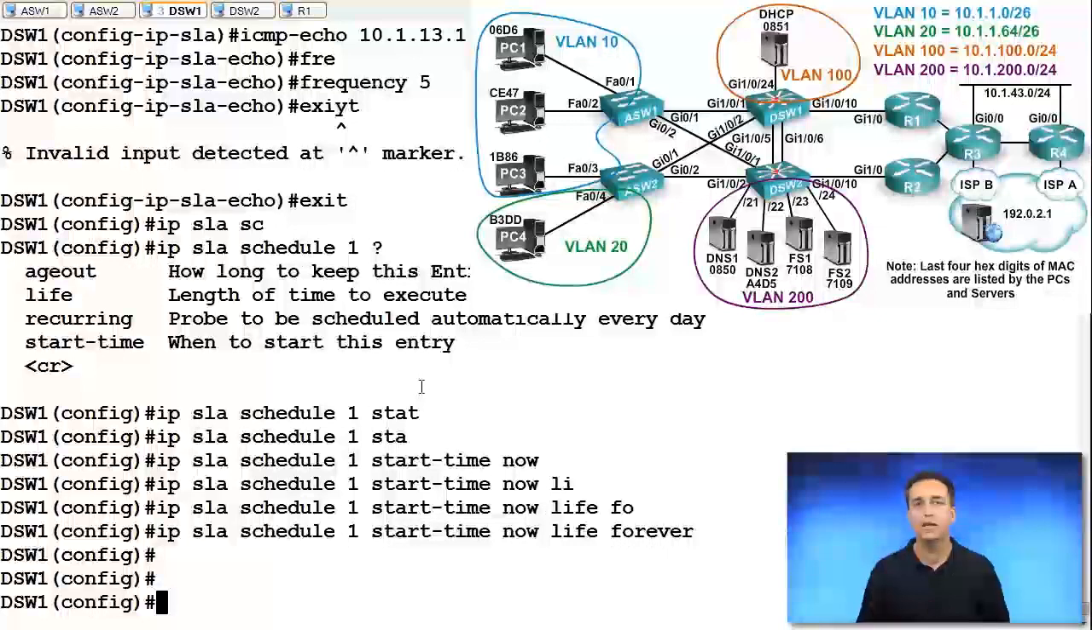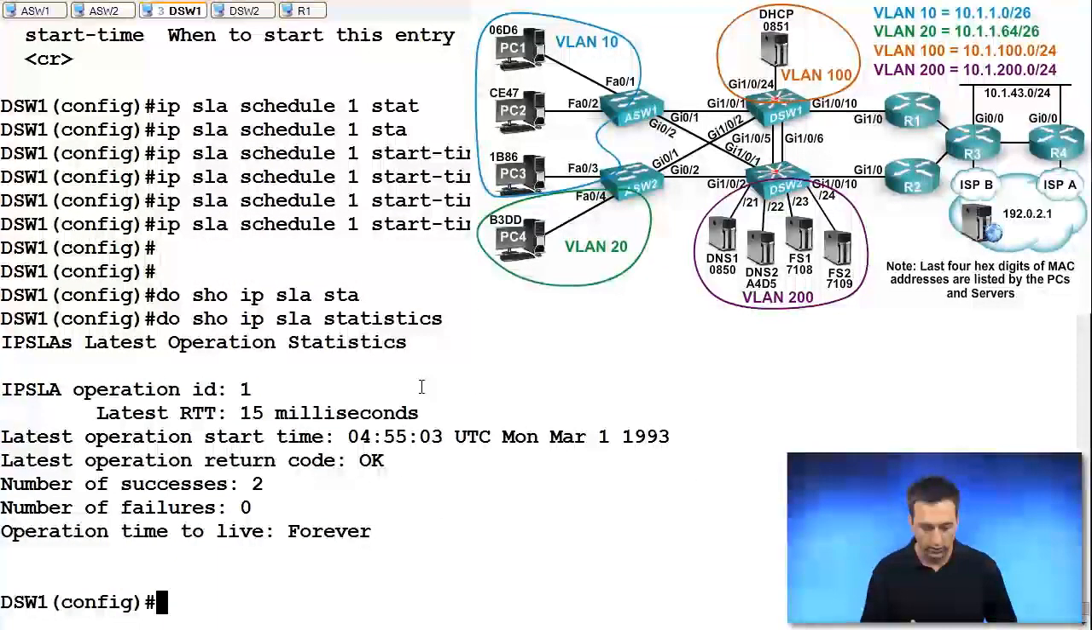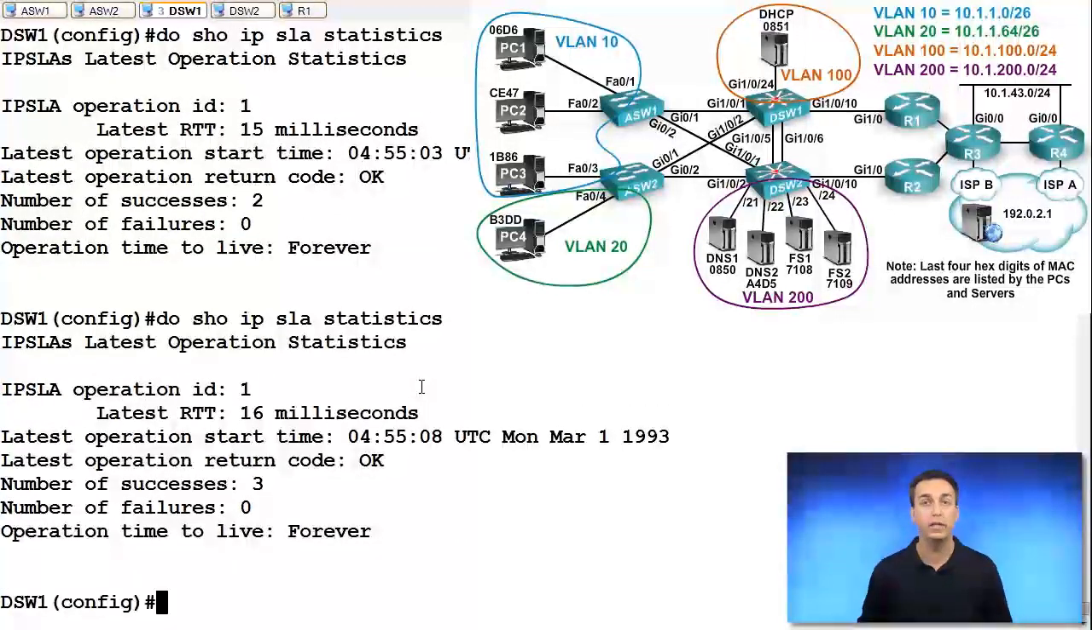So the IPSLA instance has been set up. If we look at the output of do show IPSLA statistics, we'll see we have 2 pings so far that have been sent, and they were successfully returned. 3 now, because we're sending 1 every 5 seconds. So far that's working well.